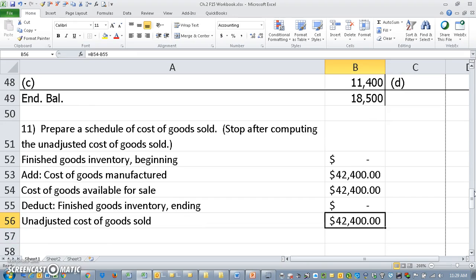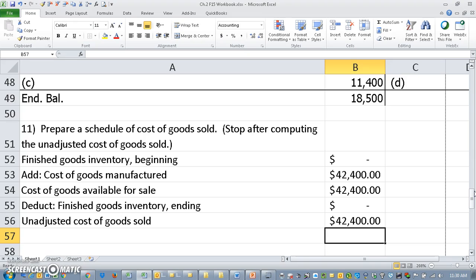Okay, question 11. Now it says prepare a schedule of cost of goods sold. Okay, we have our beginning finished goods inventory balance, which was 0. Okay, we added our cost of goods manufactured, which was calculated in question 9 of $42,400. That leaves us with cost of goods available for sale of $42,400. We have no finished goods inventory at the end of the month, because everything we finished we actually sold. That's what it said. It was completed and sold in the month of March, so we have nothing left in finished goods, leaving us with an unadjusted cost of goods sold balance of $42,400.